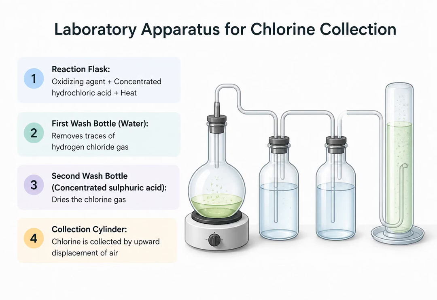The chlorine gas generated in the reaction flask is not pure. It contains unreacted hydrogen chloride vapors and moisture. To purify it, the gas is first bubbled through a wash bottle containing water, which dissolves and removes the highly soluble hydrogen chloride gas. Next, it passes through concentrated sulfuric acid, which acts as a drying agent to remove water vapor. Finally, because chlorine is denser than air, it is collected in a cylinder by the upward displacement of air.